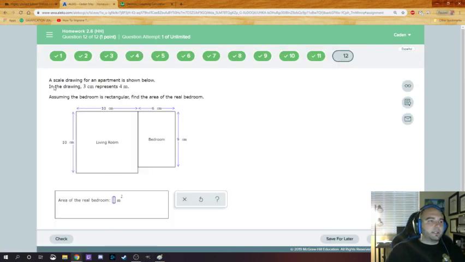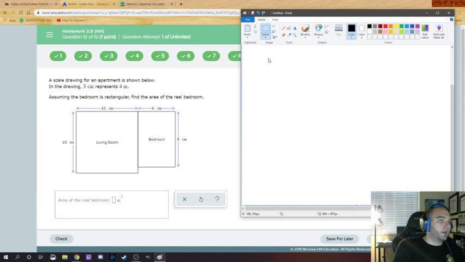All right, it says, in a scale drawing of the apartment shown below, 3 centimeters represents 4 meters. And then it says, find the area of the real bedroom. So the living room's kind of inconsequential, so we don't need to talk about the living room. So here's what we're going to do. The bedroom. So you'll notice the bedroom is 6 and 9.